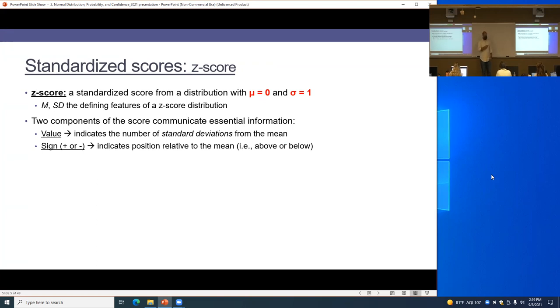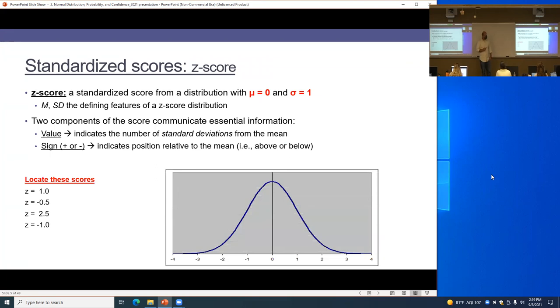Okay. So if we're looking at this distribution here, the score of 1 right here means we're talking about someone who's one standard deviation above the mean in terms of the z-score. Negative 0.5, about right here, is someone who's scoring half a standard deviation below the mean. 2.5, we're starting to get up here. Negative 1 down here.